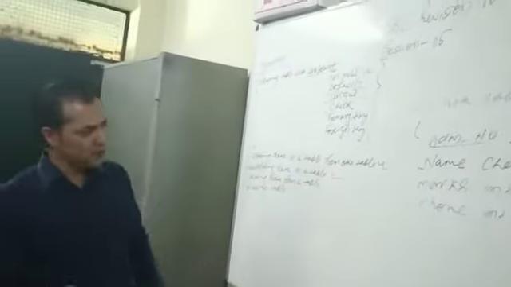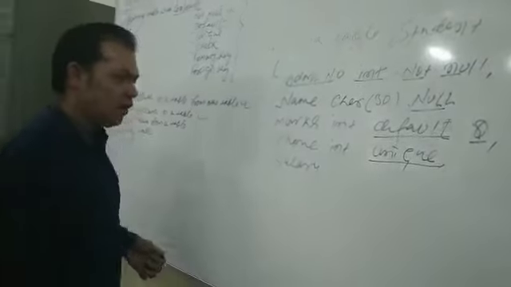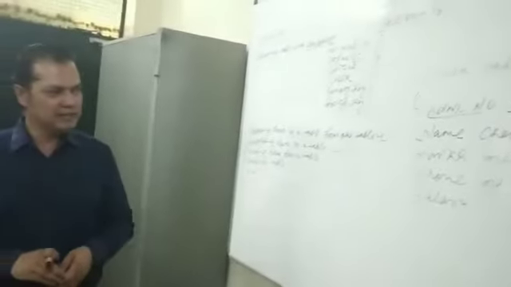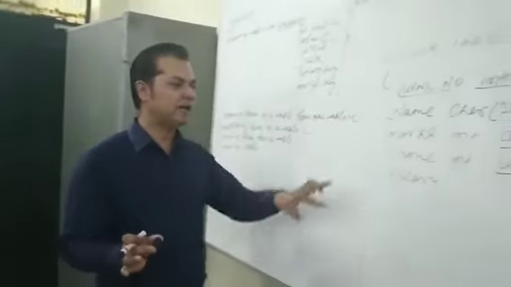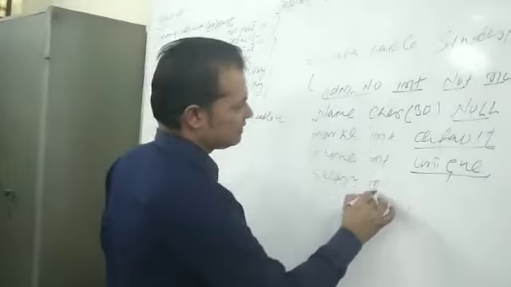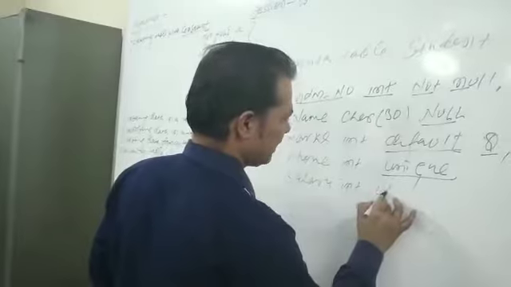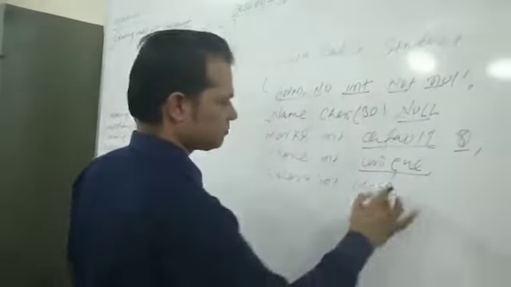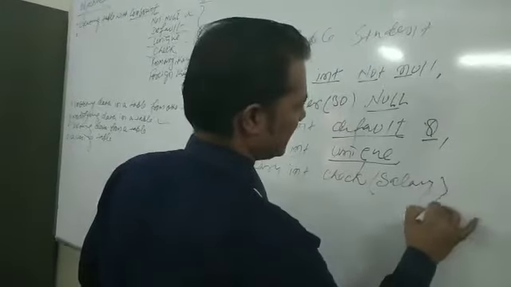The situation may be, for example, salary as a field, and I want that at the moment salary is entered, it should be above 50,000. It means in no circumstances can the user enter a value less than 50,000 in the salary field. So salary int, and then you have to mention check salary greater than 50,000.